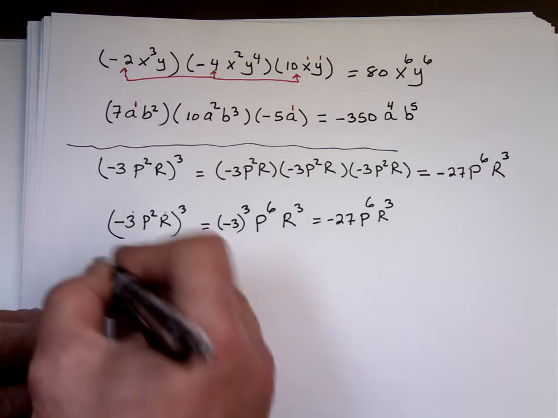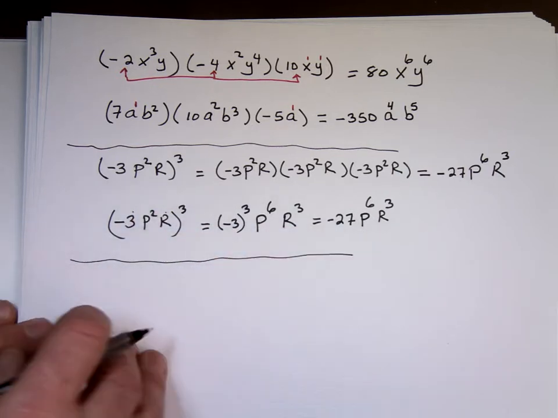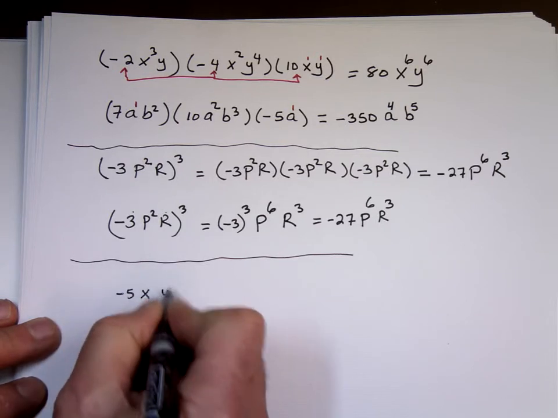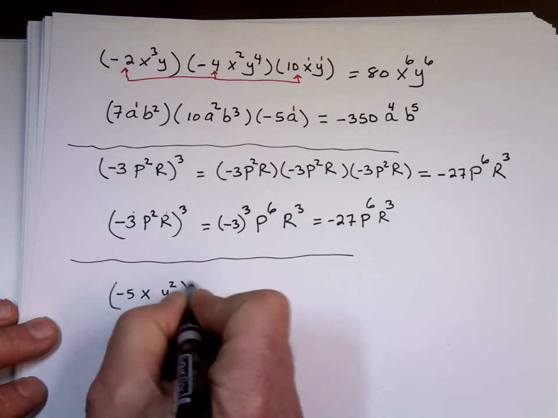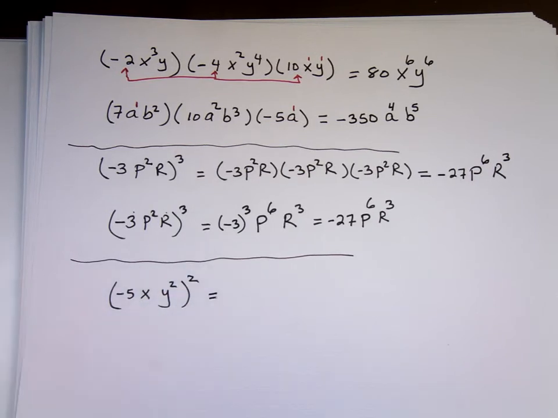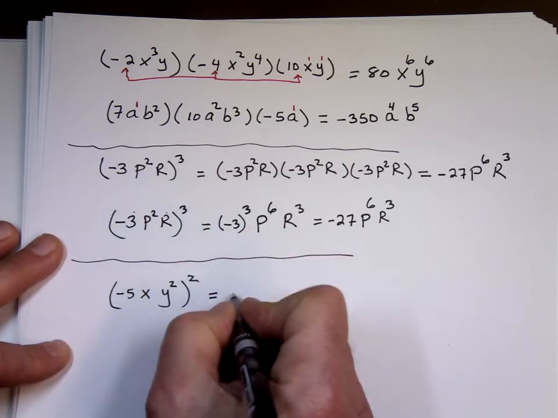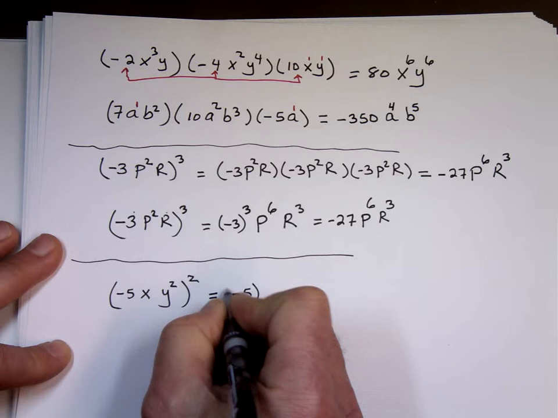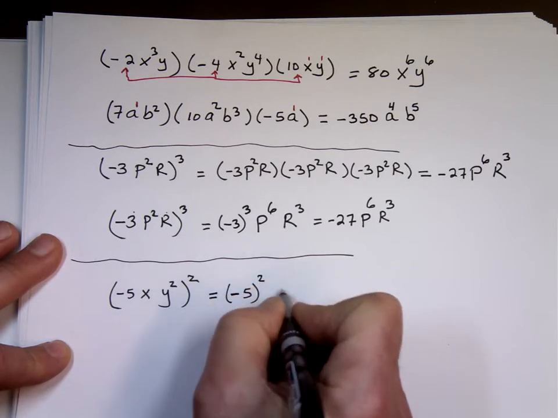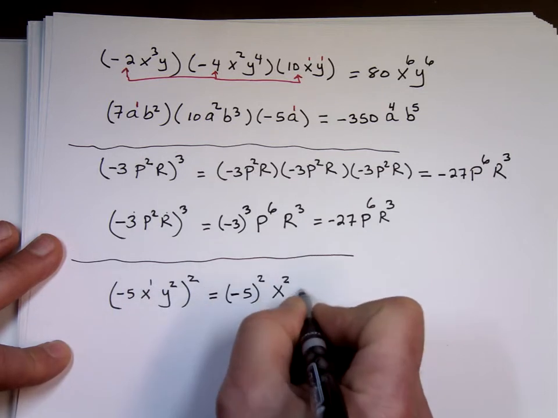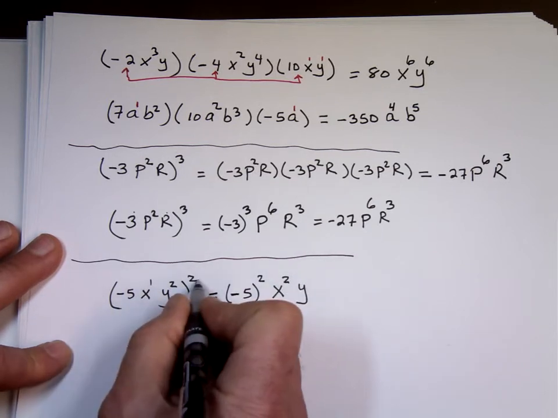Another one, negative 5x y squared, squared. I'm going to do them this way, that's quicker, the second method. So that's negative 5 to what power? To the power of 2. X to what power? Because there's a 1, 1 times 2 is 2. And y to what power? 2 times 2? 4.